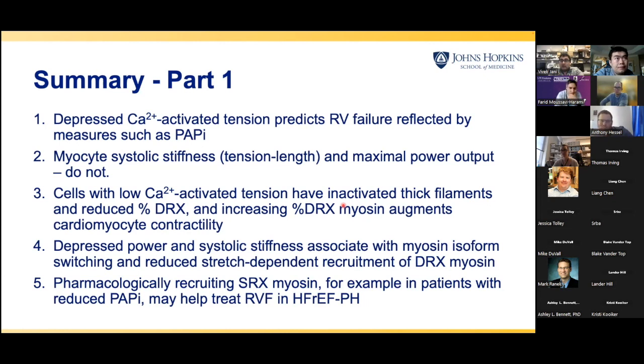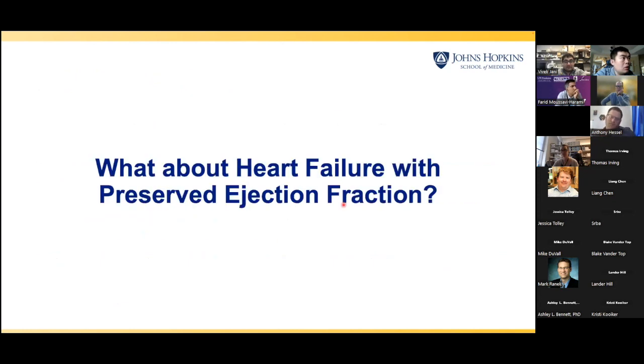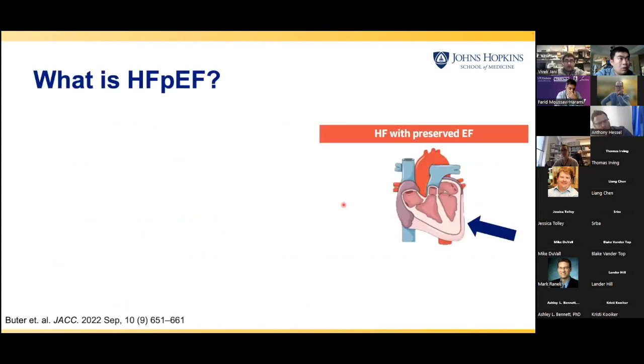Thank you. Yeah, and then of course, Steve, as you know, has done a lot of work in group 1 PAH and systemic sclerosis PAH, and we can chat about that later if we want. But now I'm going to transition from heart failure with reduced ejection fraction to heart failure with preserved ejection fraction. I'm not sure how many in the audience are familiar with this syndrome, so I thought I'd spend a few minutes going over it in brief.